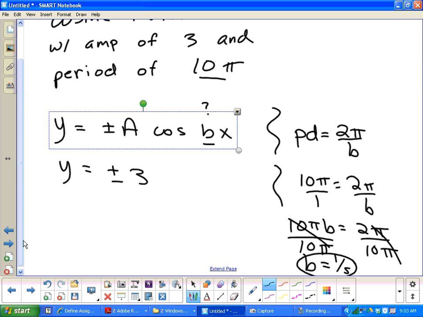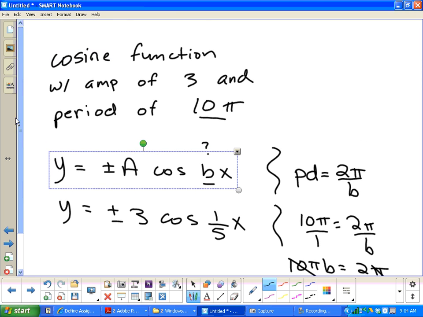So we have plus or minus 3 times the cosine. What's our b there? It's 1/5, so 1/5 times x. That's it. What I'm doing is starting with the description and working backwards to get to it. So we don't use any parentheses for phase shift or vertical shift? No, because the problem didn't say anything about a phase shift or a vertical shift.